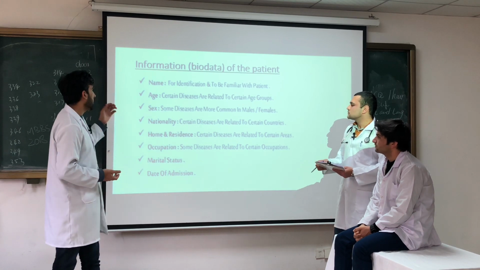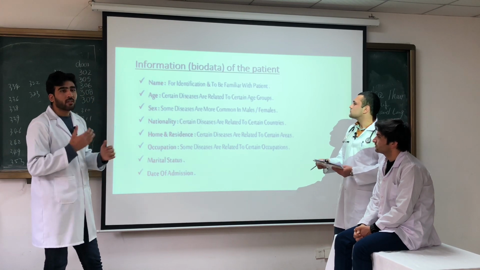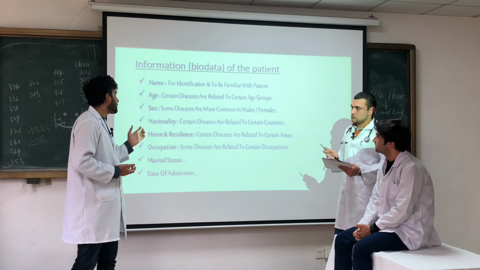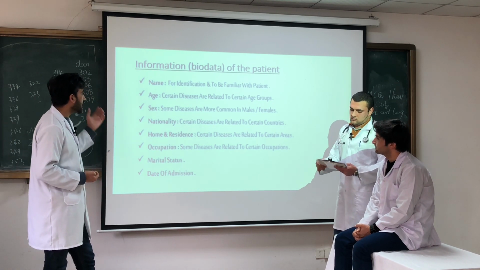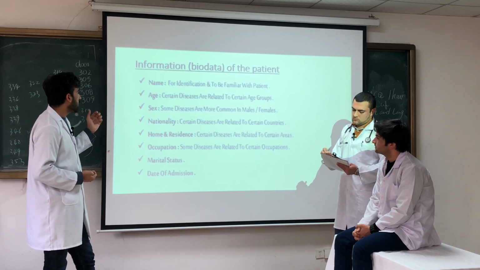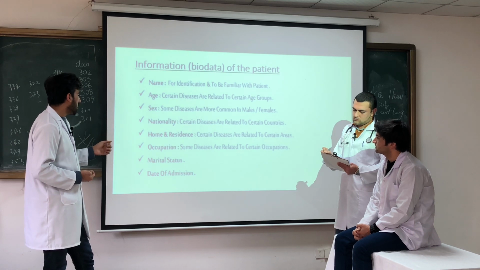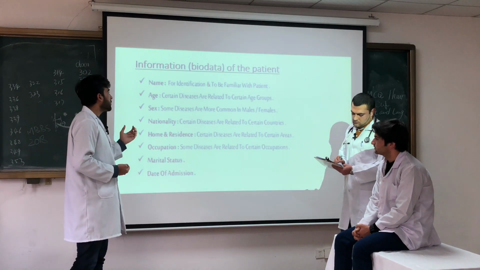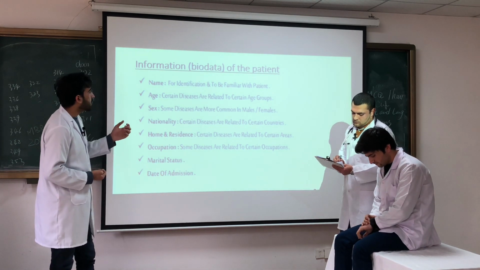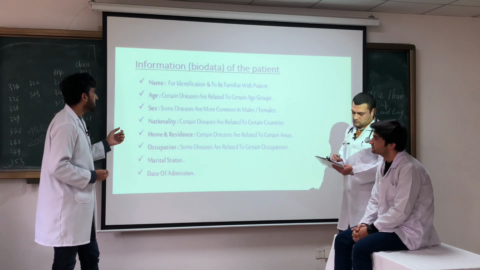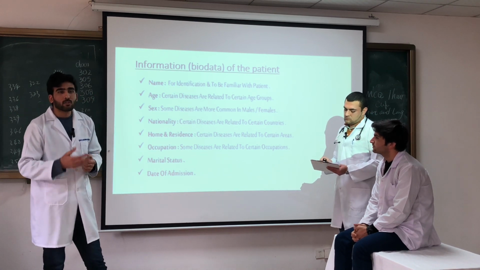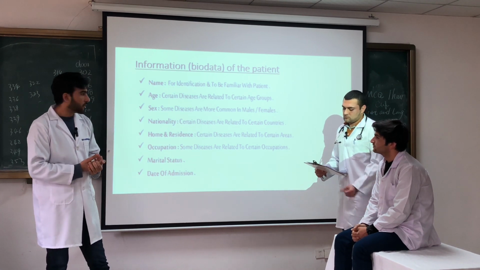So the previous slides were about how to approach the patient. Now we will discuss the main history taking skills. This is the information, biodata of the patient. First of all, we ask the name, age, sex, nationality, home residence, occupation, marital status, and date of admission. Name is important for identification and to be familiar with the patient. Age, because some diseases are related to specific ages. That's why we ask about it.